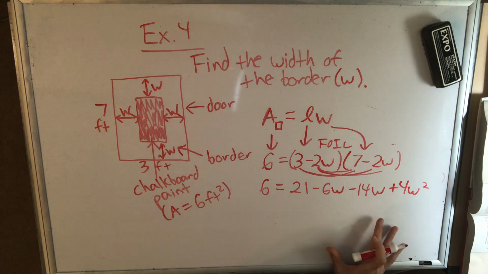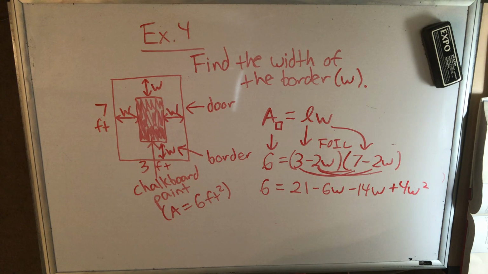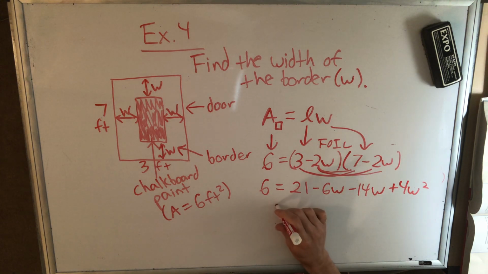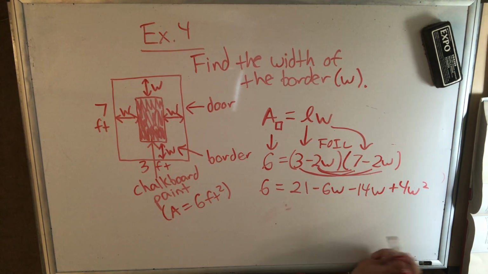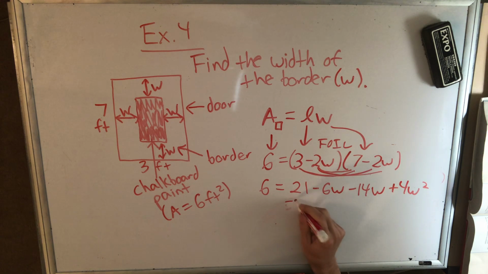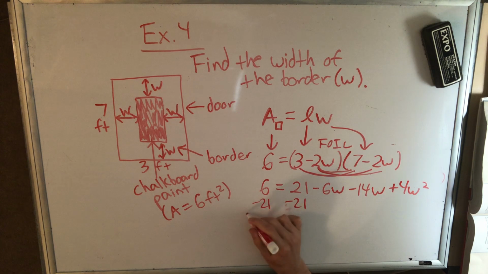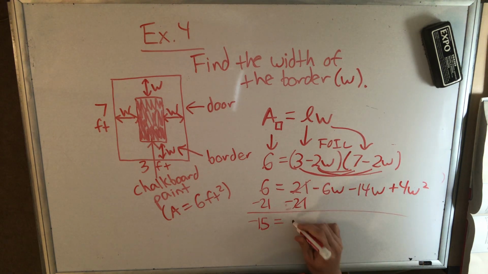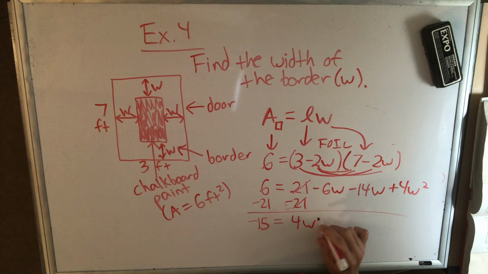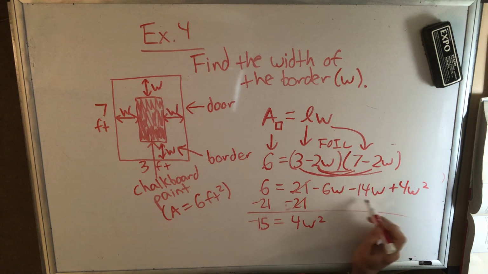And let's set this up so that we can complete the square to solve for w. We need the constant isolated on one side of the equal sign. So let's subtract 21 from each side. That's going to be negative 15 equals, let's put the variable square term first, and then combine the like terms. Negative 6w minus 14w is negative 20w.